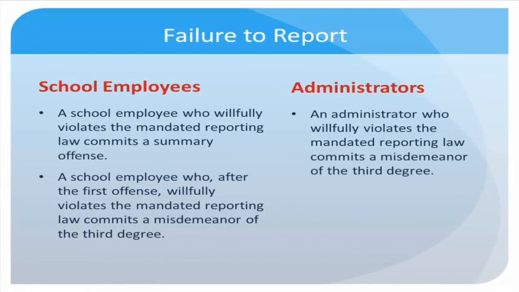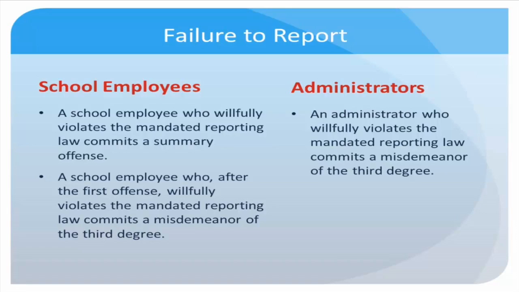Willful failure to report and cooperate. For school employees, a school district, facility, or any person acting on behalf of a school district or facility that willfully fails to cooperate with the Department of Public Welfare or county agency when investigating a report of child abuse or suspected abuse of a student by a school employee, or when assessing risk to the child, commits a summary offense for a first violation and a misdemeanor of the third degree for subsequent violations.